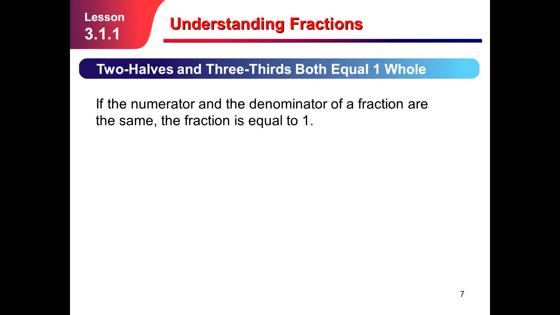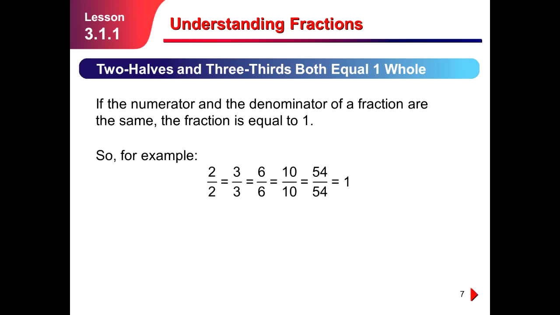If the numerator and the denominator of a fraction are the same, the fraction is equal to 1. 2 divided by 2, that's 1. 3 divided by 3, that's 1. 6, 10, 54. Anything divided by itself is 1. It can be anything in the top as long as you have the same number in the bottom. The one exception is 0. We do not divide by 0.